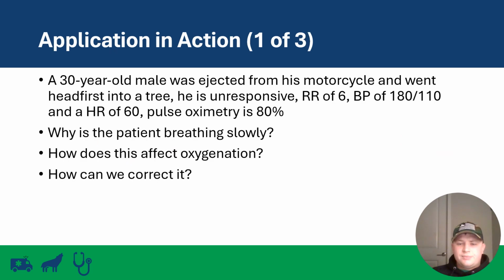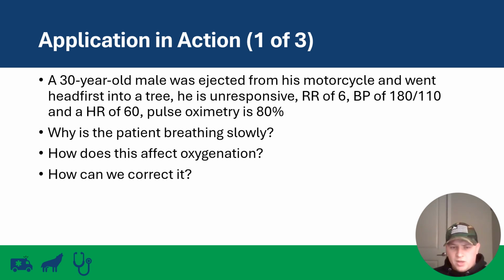Okay. So we're going to do some application and action. Okay, so I want you to read this kind of case here. So you have a 30-year-old male who was ejected from their motorcycle. They went headfirst into a tree. They're unresponsive. They're breathing 6 times a minute. They're hypertensive, somewhat bradycardic, and they're hypoxic. So 3 questions I want you to think about. And these application and actions are meant to take everything that we had in this PowerPoint, all that sciencey crap, and kind of help you think about why it matters.